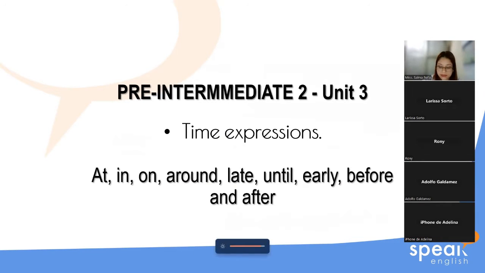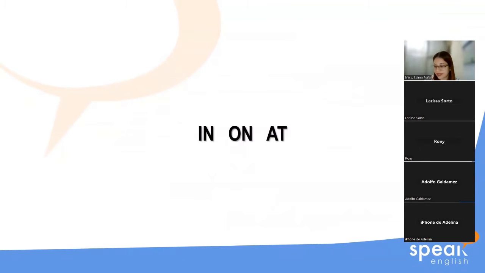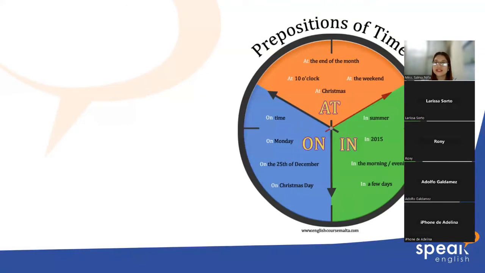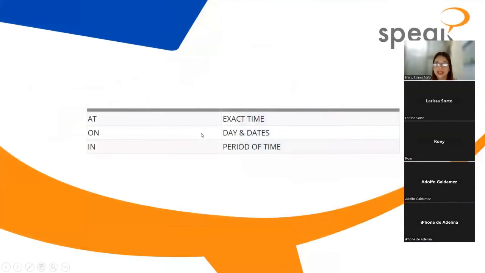Okay, so let's see the first ones we have: in, on, at. If you remember, in, on, and at can be used as prepositions of time and prepositions of place. In this class, we only focus on prepositions of time because they are time expressions. But remember that we use in, on, at to talk about places too. For example, at home, in the classroom, on the table, and they are places. But what happens if you want to talk about time? You can also use them because they are the three common expressions, in, on, and at. Okay, let's see how we can use them.